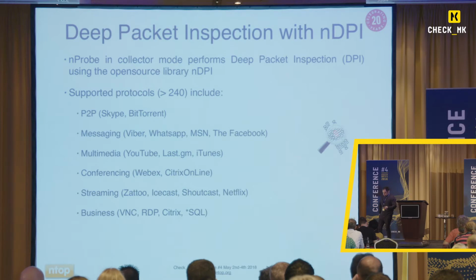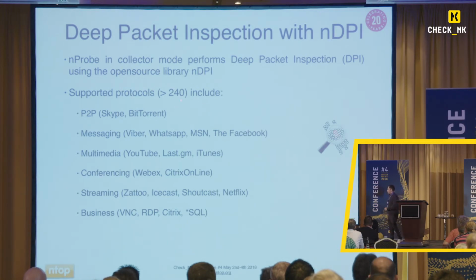Currently, the protocols that you can detect using nDPI are more than 240, and the deep packet inspection library is called nDPI, and we are the developers and the maintainers of this library. It supports more than 240 protocols, so you can detect Skype, WhatsApp video, WhatsApp voice, Facebook, Google, Amazon, Netflix, YouTube, and so on and so forth.